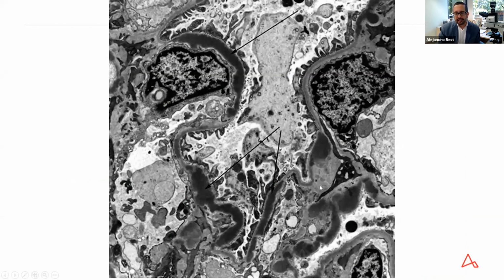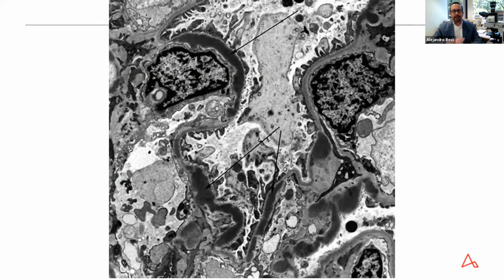This is a nicer EM of DDD. The other one that I showed is the recent case. This is a more classic morphology where the dense transformation of the basement membranes look like sausages. Look at this. This looks like a sausage. It's thinner here, thicker here, and it becomes thin. And it's very segmental, really. That's very characteristic of DDD.